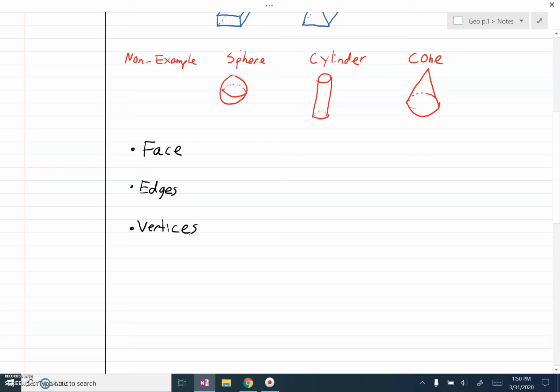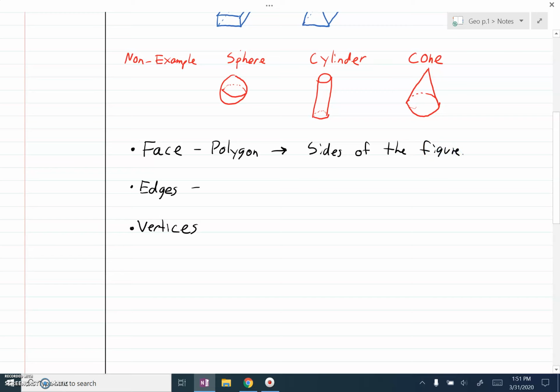So these make pretty common sense in terms of just logic, thinking what they are. The face is the polygons, or the sides of the figure.